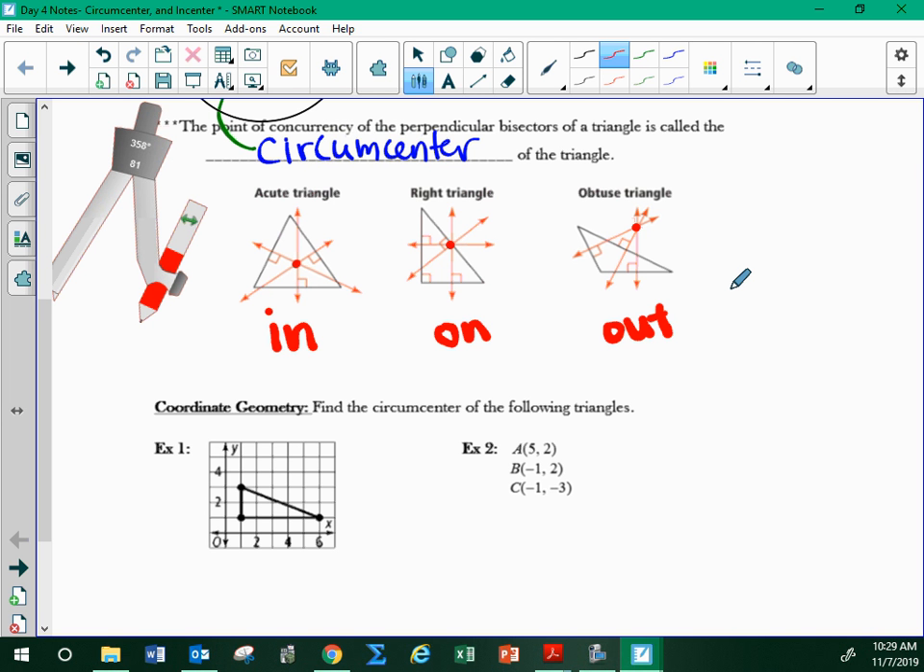Now let's go a little bit further in depth with our right triangle. Not only is it on the triangle, but specifically on this side. What do we call that side? The hypotenuse. So for a right triangle, it's specifically on the hypotenuse. Okay, so perpendicular bisectors meet at circumcenter. That circumcenter is equidistant from the vertices.